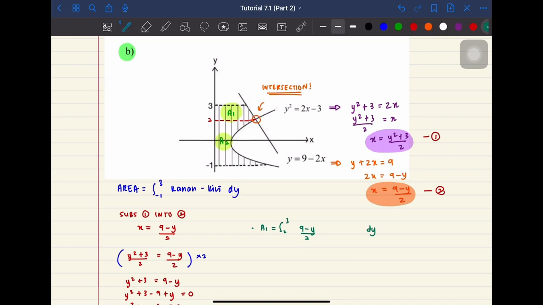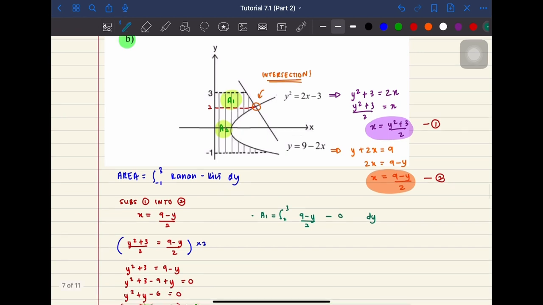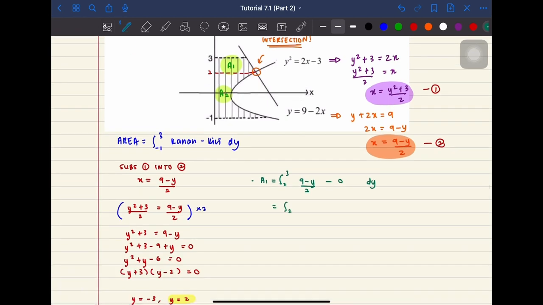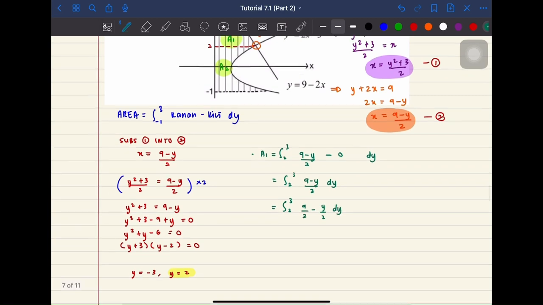Okay. And then minus kanan tolak kiri. So, this is the left function which is ni pun ada equation dia, ada persamaan dia which is X equal to 0. So, minus 0 actually. Okay, so you just need to integrate 2 to 3, 9 minus Y over 2 dy. Okay, so this one nak bawa keluar 1 over 2, bawa keluar 1 over 2 boleh, ataupun awak nak pisahkan boleh before integrate. So, 2 until 3, 9 over 2 minus Y over 2 dy. Okay, so boleh integrate terus.